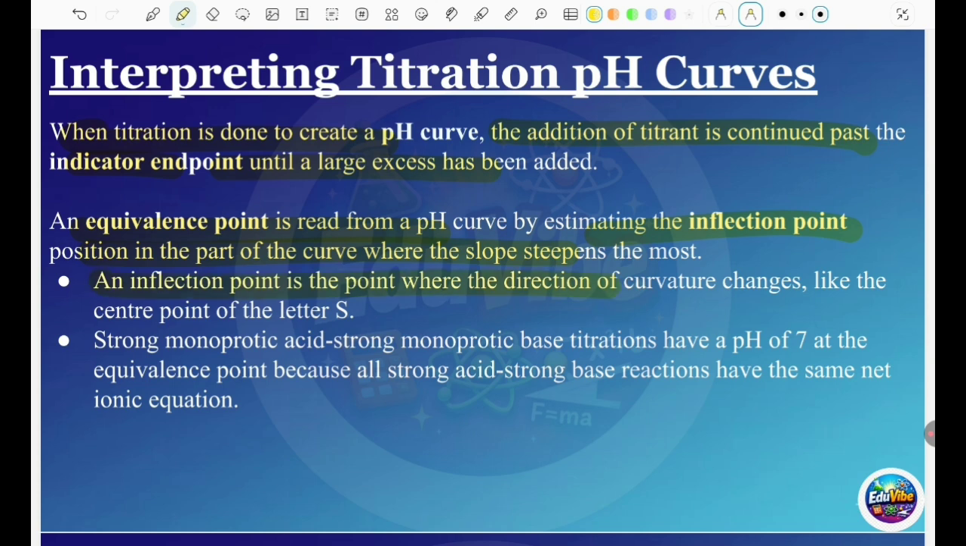The inflection point is the point where the direction of the curve changes. The curve's direction changes at the equivalence point, like the middle of the letter S. Strong acid, strong base titrations have a pH of 7 at the equivalence point, because all strong acid, strong base reactions have the same net ionic equation. That's why we always have the equivalence point at pH 7.